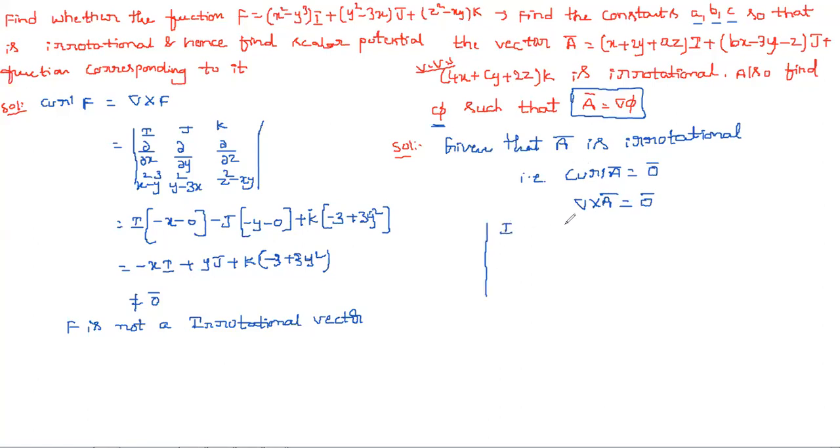Here we have i, j and k. In del, the i component is dou by dou x, then dou by dou y, and dou by dou z. And in a bar, the i coefficient is x plus 2y plus az, the j coefficient is bx minus 3y minus z, and the k coefficient is 4x plus cy plus 2z.